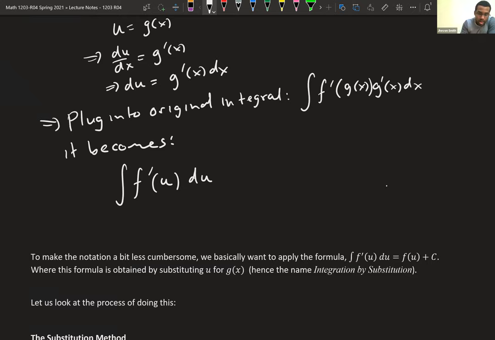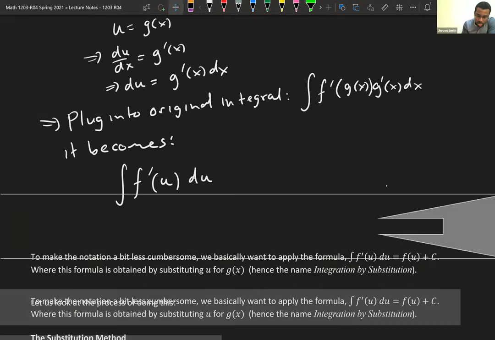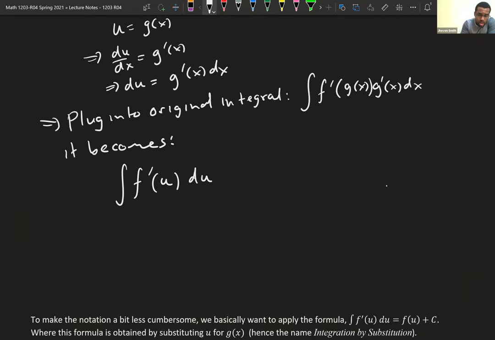Now that looks a lot simpler. And in fact, by the fundamental theorem of calculus, we know what that should be. That is just going to be f of u plus c, right? Because f is the function that I have to differentiate to get f prime. Therefore, it is the antiderivative. It is one of the antiderivatives. And so we have that, right?